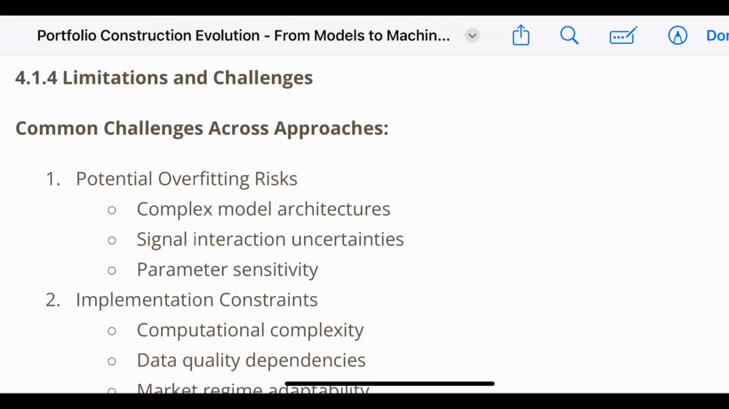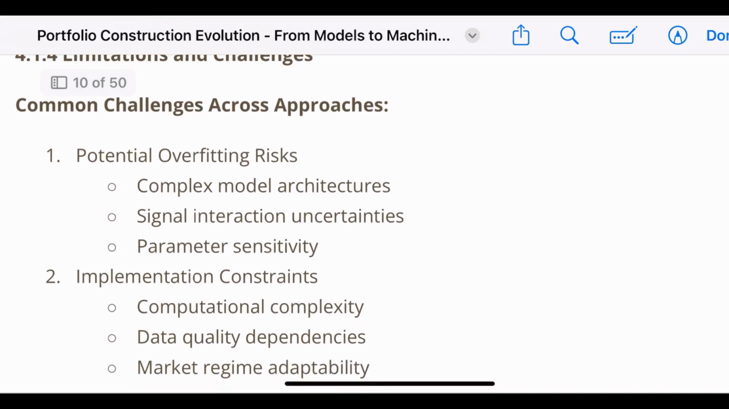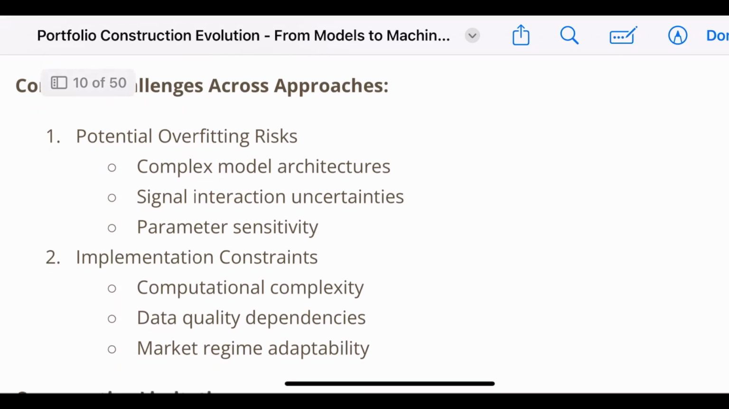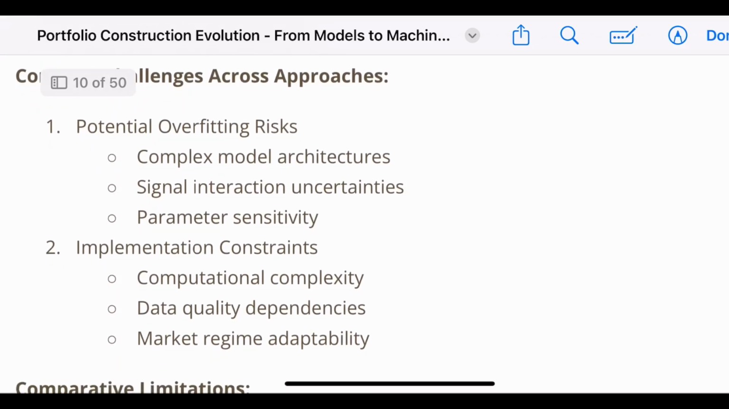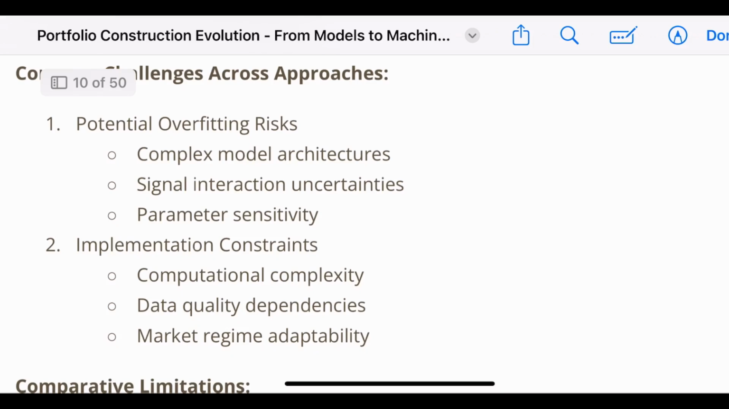And implementation constraints like computational complexity and data quality issues can also be significant hurdles. So it's not just about choosing the right approach, it's about executing it effectively and being mindful of those potential pitfalls. Absolutely. It's like having a great recipe but using stale ingredients. Exactly. Now, in terms of specific limitations, the model-based approach sometimes struggles with scalability.